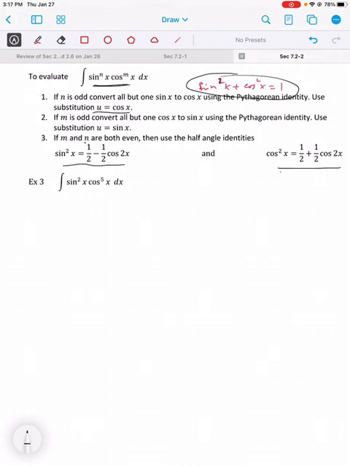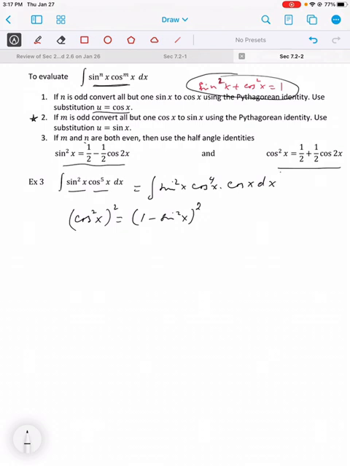So looking at the next example, if you notice, we have sine squared x times cosine to the 5th of x. You can see this is the second case, so we have an odd power on cosine. So we should write it as sine squared x times cosine to the 4th of x times cosine of x dx. Cosine to the 4th x is actually cosine squared x, whole squared, which means we can write it as 1 minus sine squared x, whole squared.